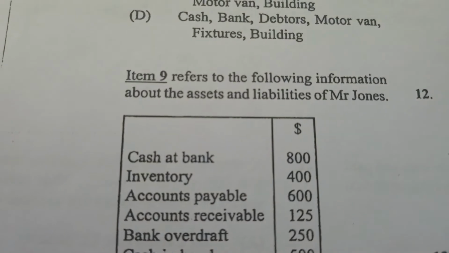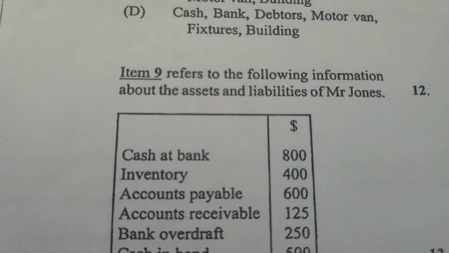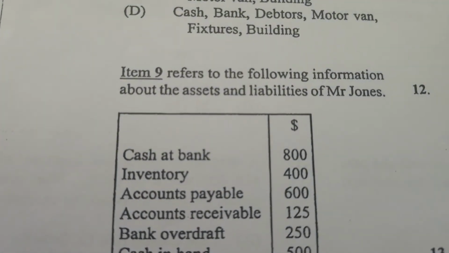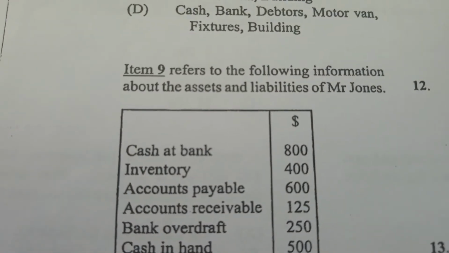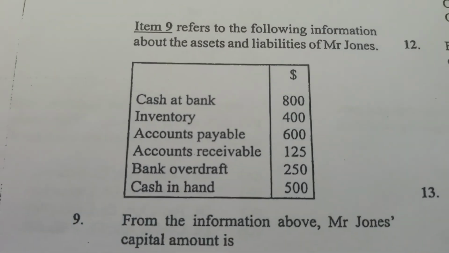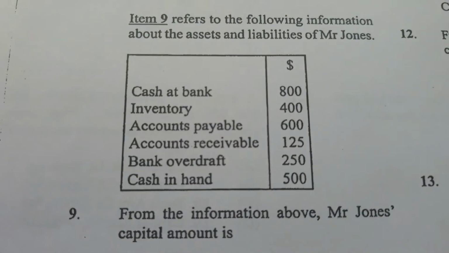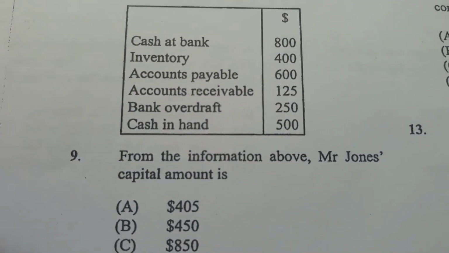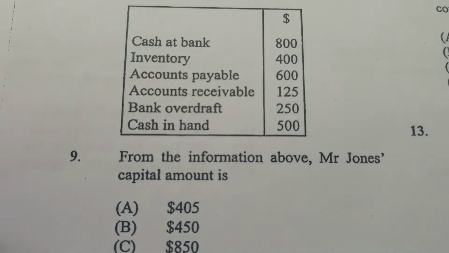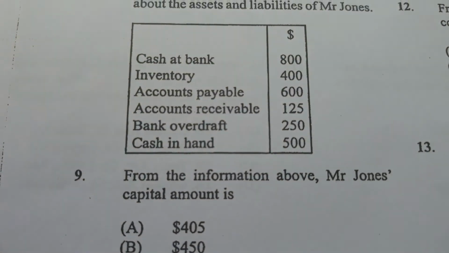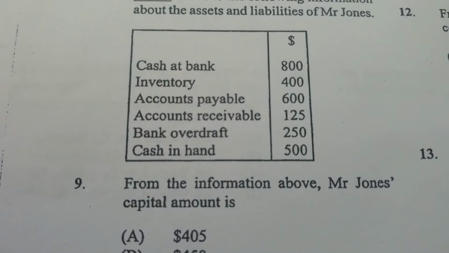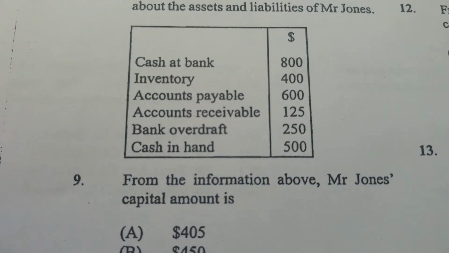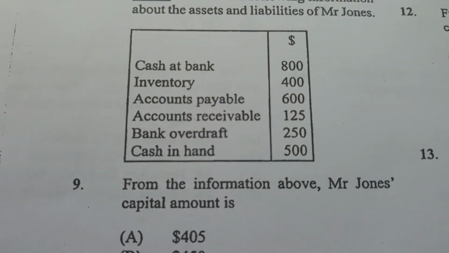Question 9. Item 9 refers to the following information about the assets and liability of Mr. Jones. Now we have shown the assets and liability of Mr. Jones, and the question asks us, from the information above, Mr. Jones' capital amount would be, again, we're going to use the accounting equation. Asset is equal to capital plus liability.